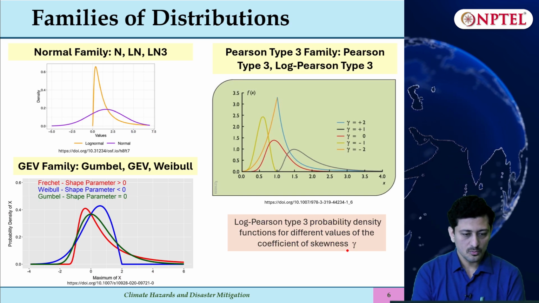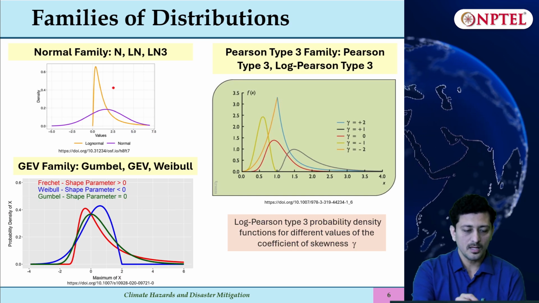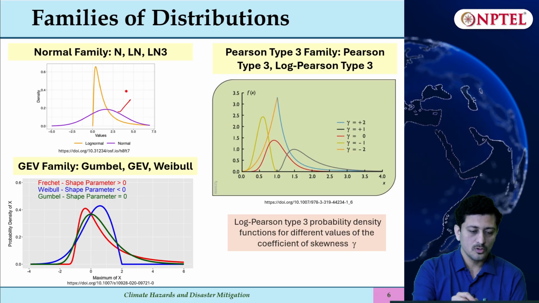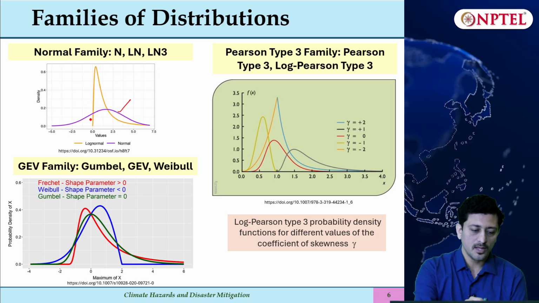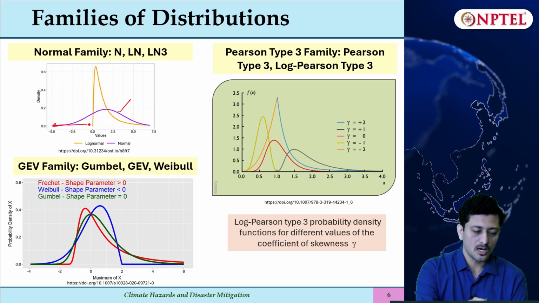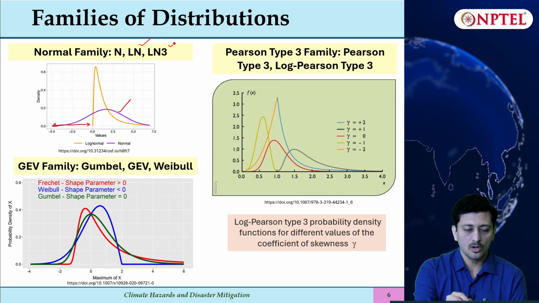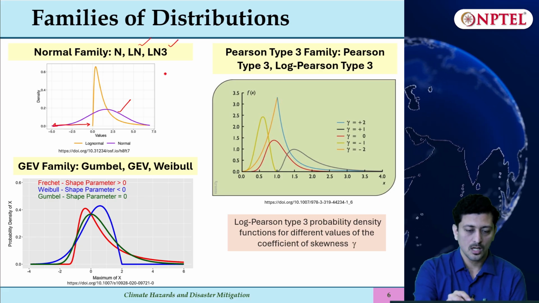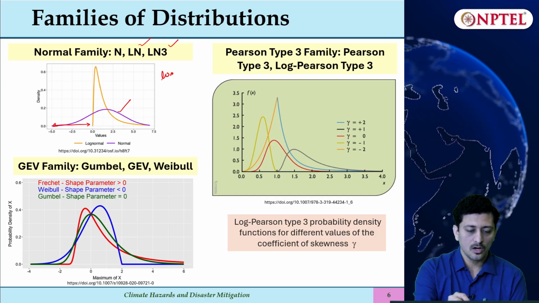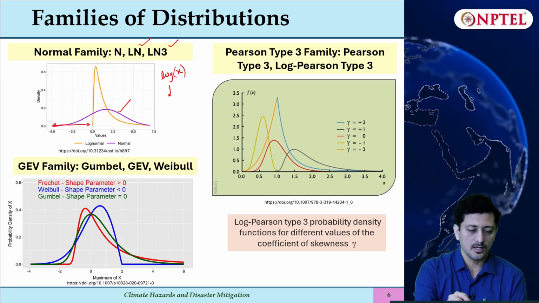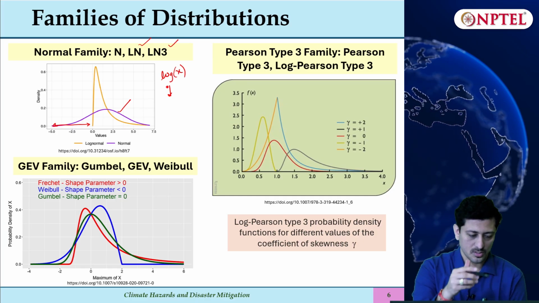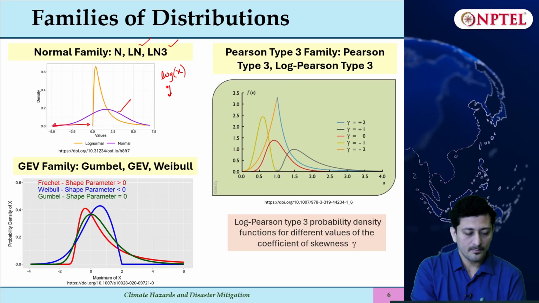Coming to the families of distributions, there is the normal family, which has the normal distribution. If you take the logarithm of that, the negative space is now gone, so you will have all positive values. So there can be a 2-parameter or a 3-parameter log normal distribution. If you take the log of x and then model it, it becomes a log normal distribution.